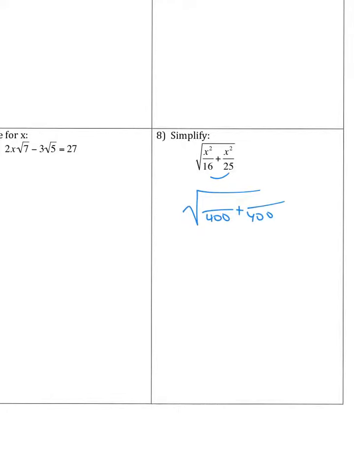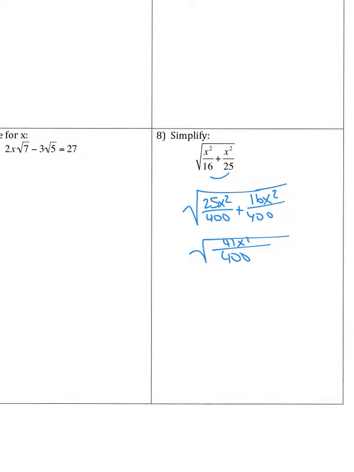16 times 25 is 400, so I'm going to multiply the numerator by 25. It'll be 25x squared. 25 times 16 is 400, so I'm going to multiply by 16. Now I can add those because I have a common denominator. So I'll have 25 plus 16, which is 41x squared.